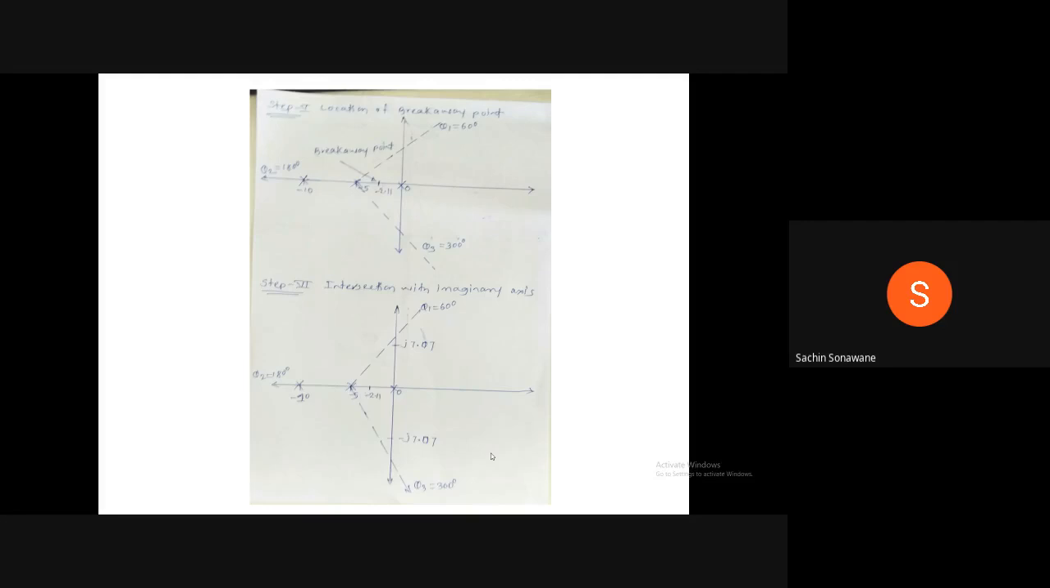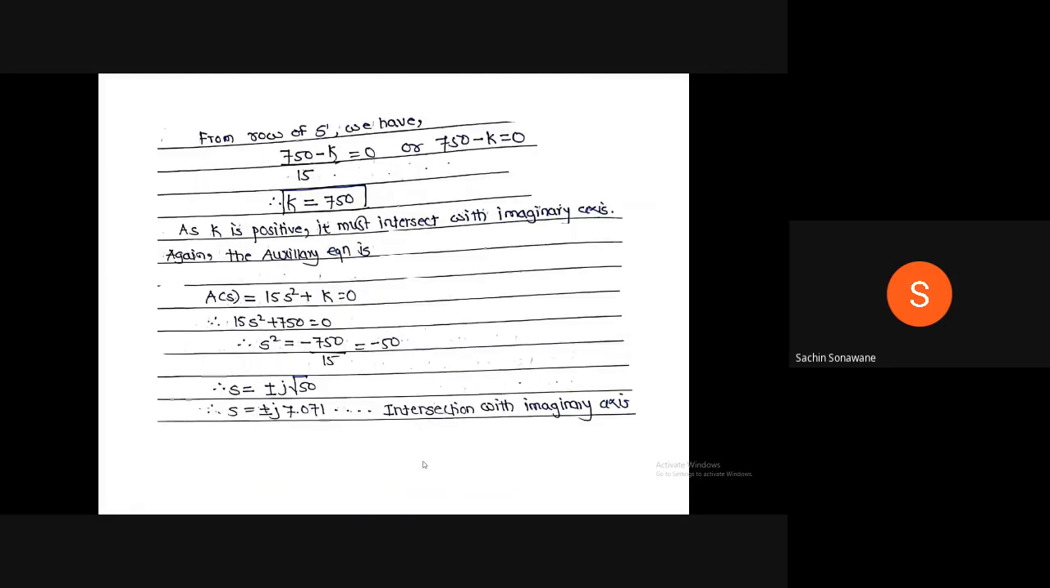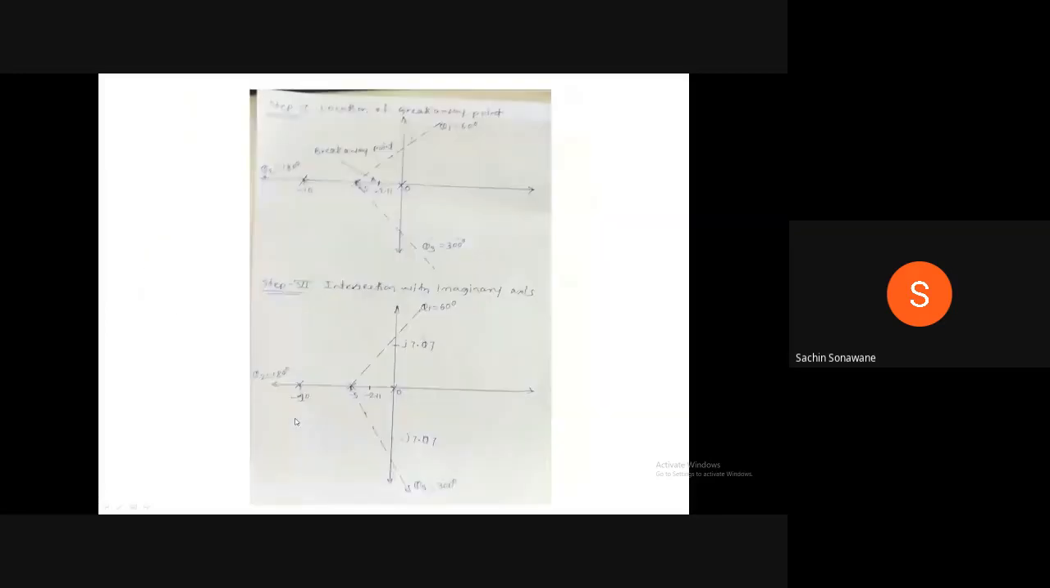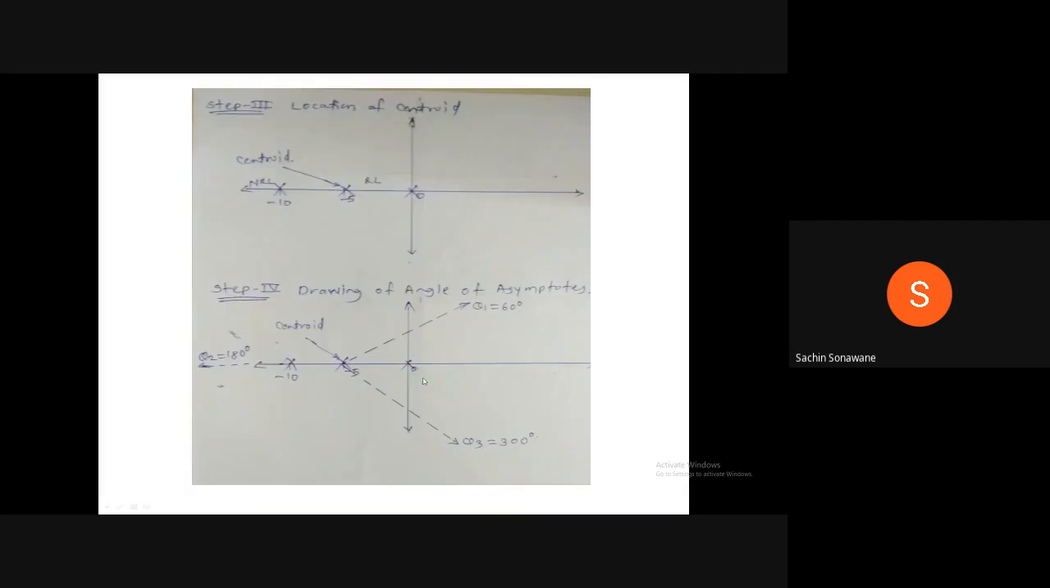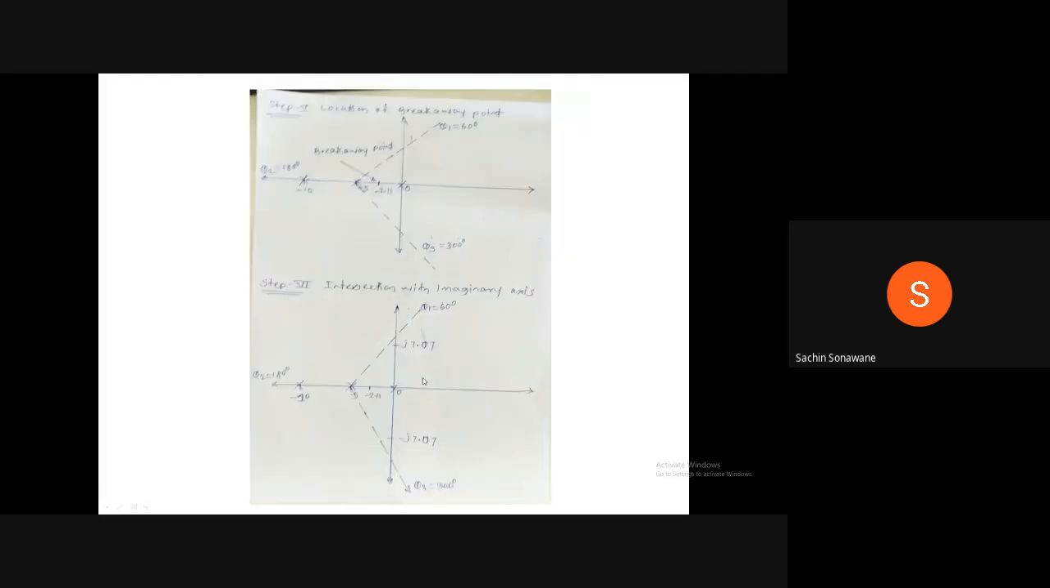Now location of breakaway point, step 5, locate breakaway point, that is -2.11. Now intersection with imaginary axis, we have calculated these values. Intersection with imaginary axis, S is equal to plus minus J 7.071. Therefore, you have to indicate this value on the y axis, plus J 7.07 and minus J 7.07.